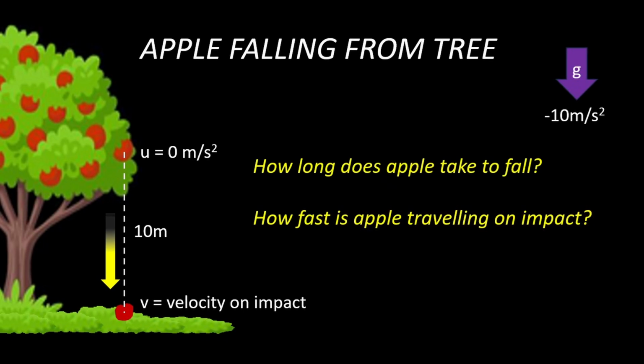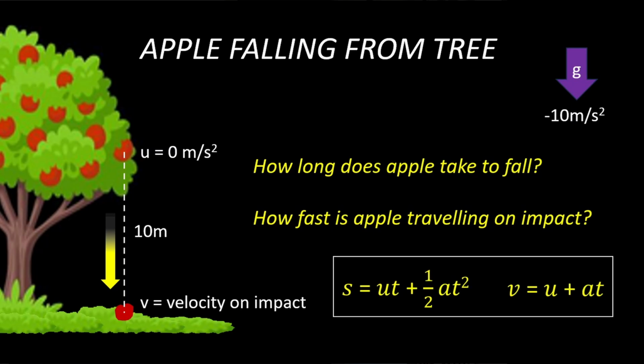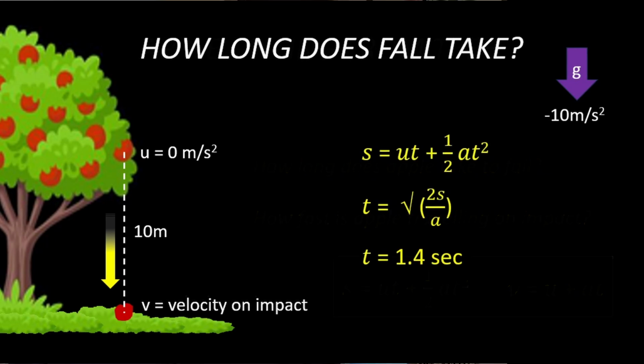So in this setup, what we want to know is how long does the apple take to fall to the ground, and what is the speed of the apple when it hits the ground. To work out these two things, we can use two of the SUVAT equations. First, to work out the time that the apple fall takes, we can rearrange the equation for s to give an expression for time. And then we can work out the time using our conditions. So s is the displacement and is 10 meters, and acceleration due to gravity is minus 10 meters per second squared. This gives a time of 1.4 seconds.